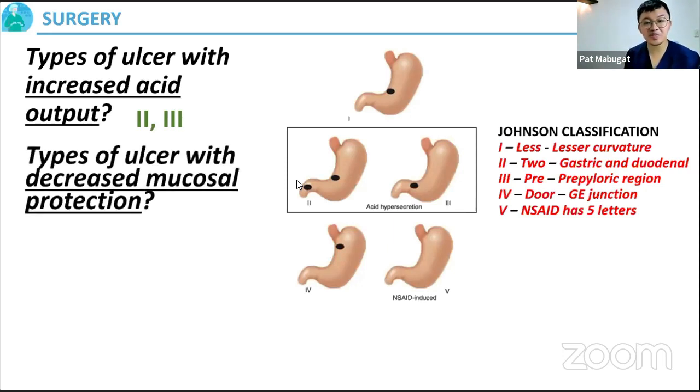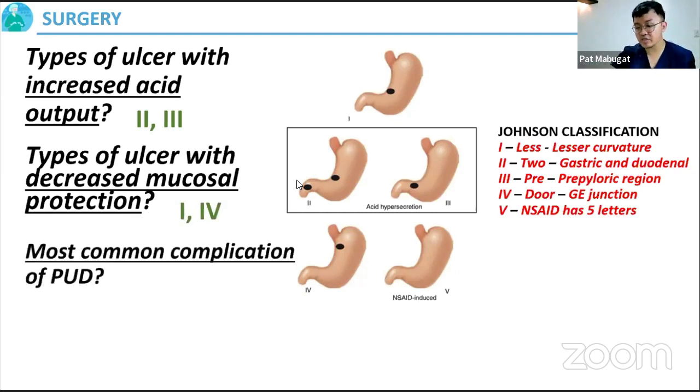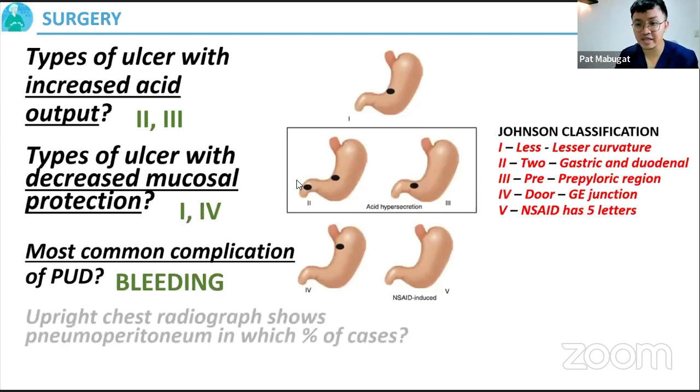Types of ulcer with decreased mucosal protection, you have type 1 and type 4, because type 5 is NSAID induced. The most common complication of peptic ulcer disease is bleeding. The second most common complication is perforation. Eventually, you have obstruction and malignancy, but those are less common complications. The most common is still bleeding.